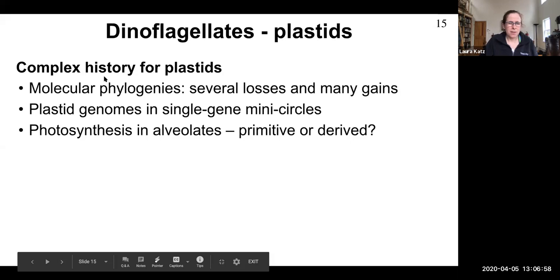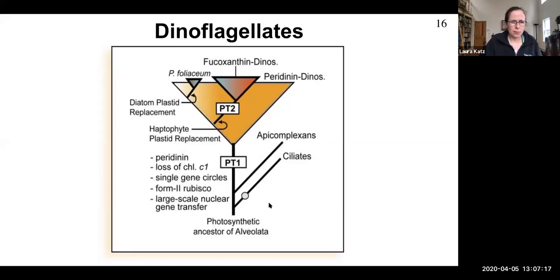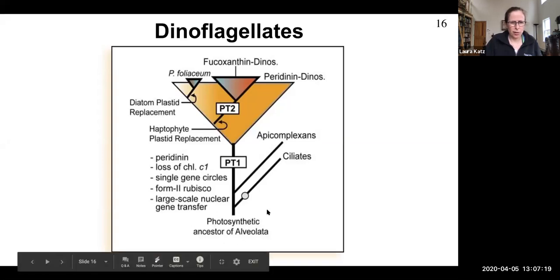As I said, plastids are really complicated. Molecular phylogeny shows several losses, many gains. The plastid genomes are really weird, small mini circles with single genes on them. And it all leads to this question of whether alveolates are primitively photosynthetic or whether photosynthesis is derived within. Some of you might read the paper with this figure in it. It suggests a photosynthetic alveolate ancestor with a loss into ciliates. We'll talk about them in the next lecture.